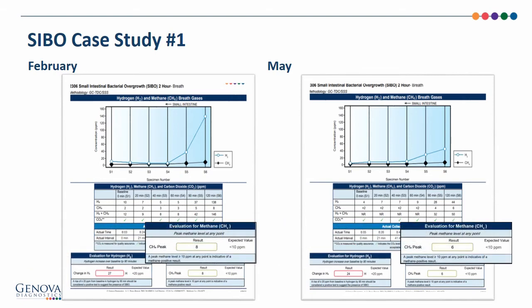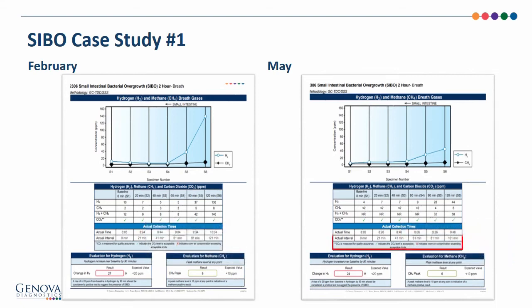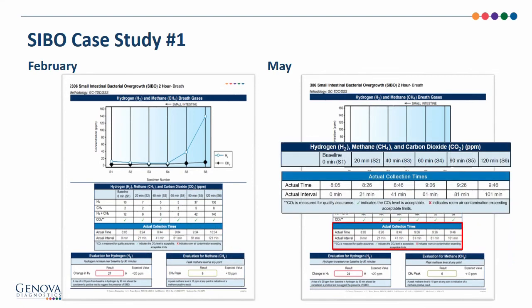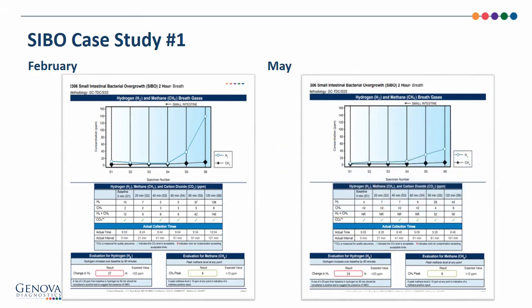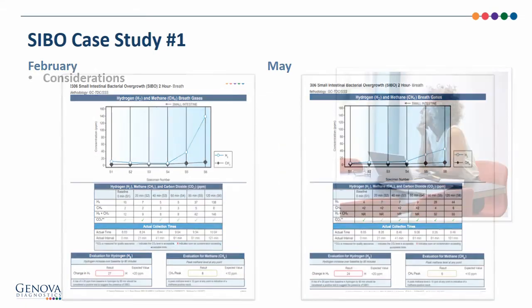Take a closer look, though, at the collection schedule on the second test. She started following the schedule, but her S5 was collected at 81 minutes instead of 90, and the S6 at 101 minutes instead of 120. Being that the S5 was still within that 90-minute window, it's still a positive SIBO test. It's always important to look at the actual collection times to put things into context.